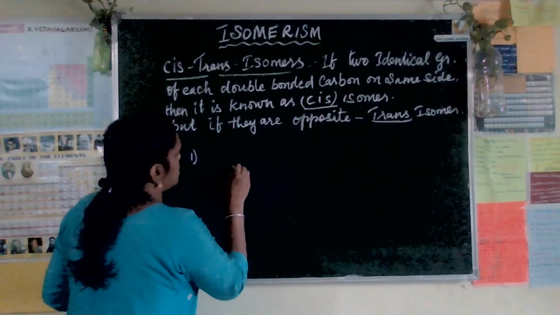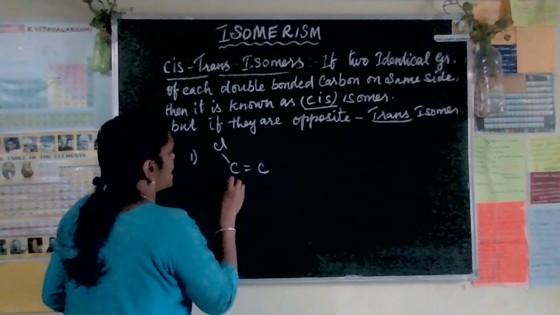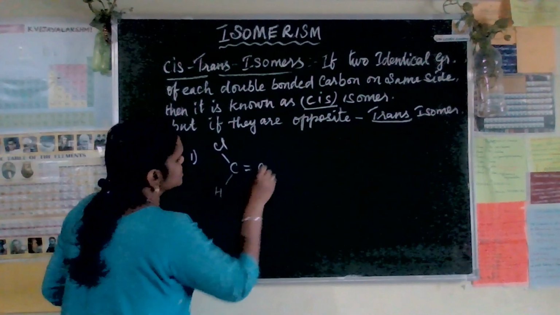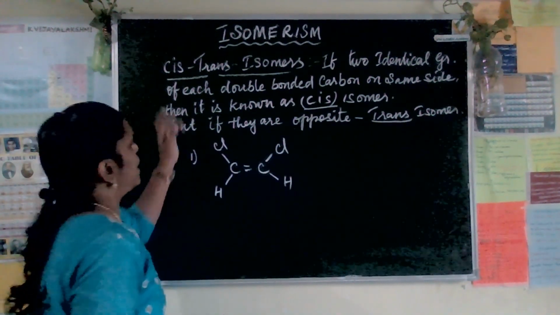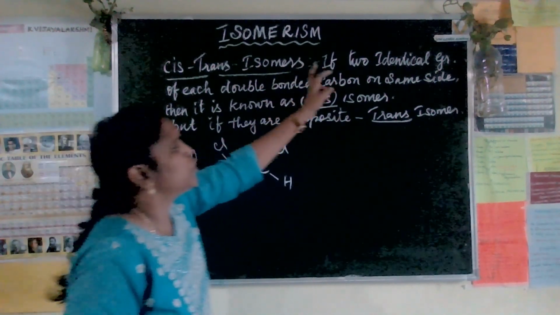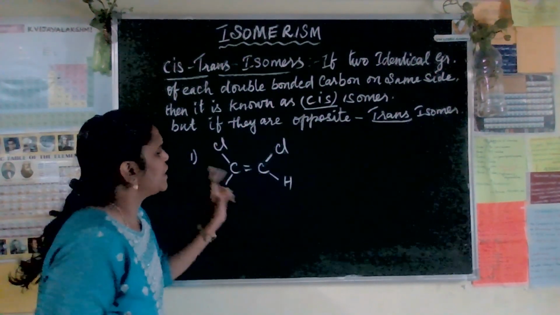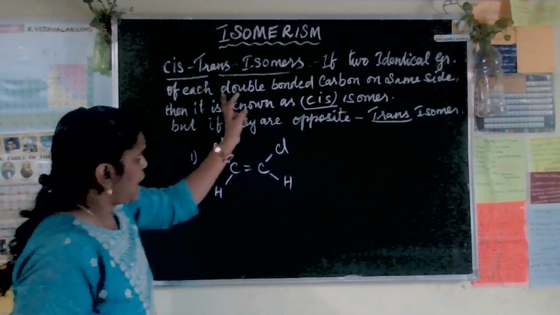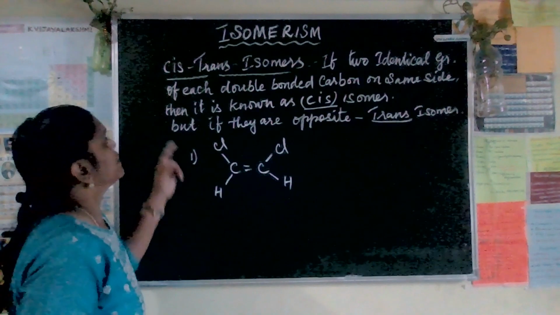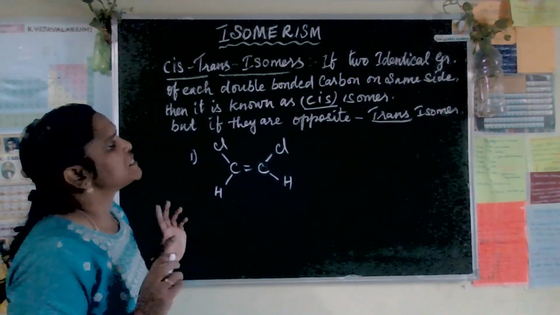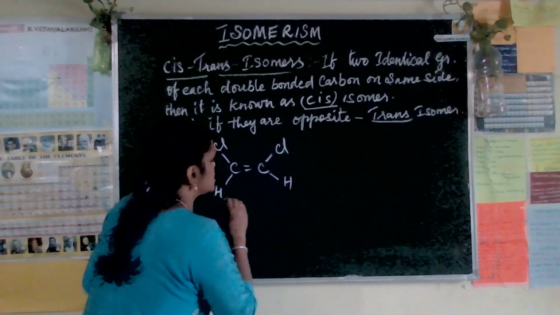Now the first example, C double bond C. On one side I put Cl, on the other side hydrogen. The same way, Cl and hydrogen. Now what they mention: if two identical groups of each double bonded carbon are on the same side, then it is known as cis isomer. That means this is cis isomer.